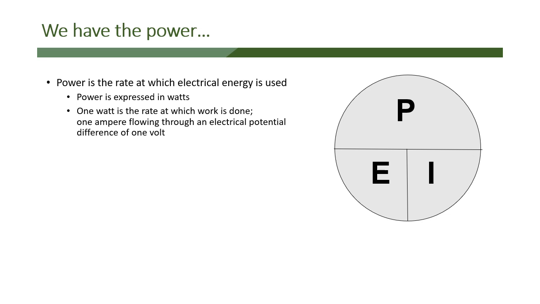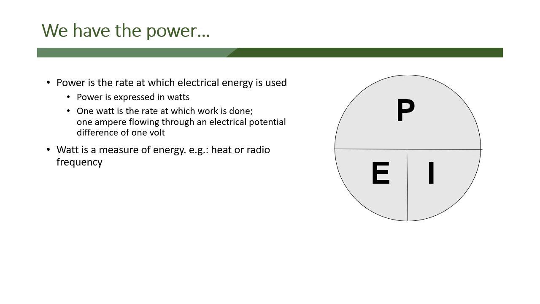It doesn't matter. So power is the rate at which electrical energy is used. It's expressed in watts in our case. And 1 watt is the rate at which work is done by 1 ampere flowing through an electrical potential difference of 1 volt. So 1 ampere flowing through a 1 volt difference, and that would be 1 watt. And so the unit of P is watts, E is voltage, and I is current, again in amperes.